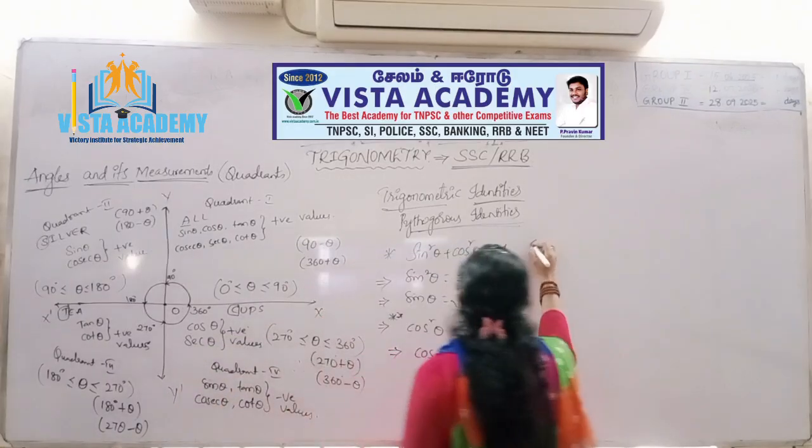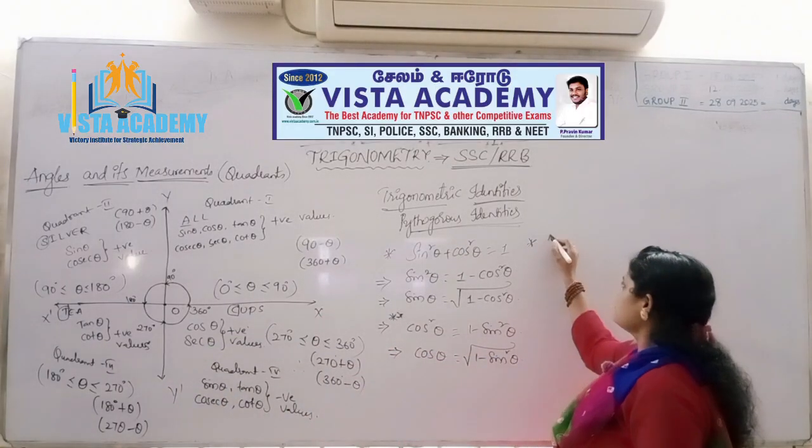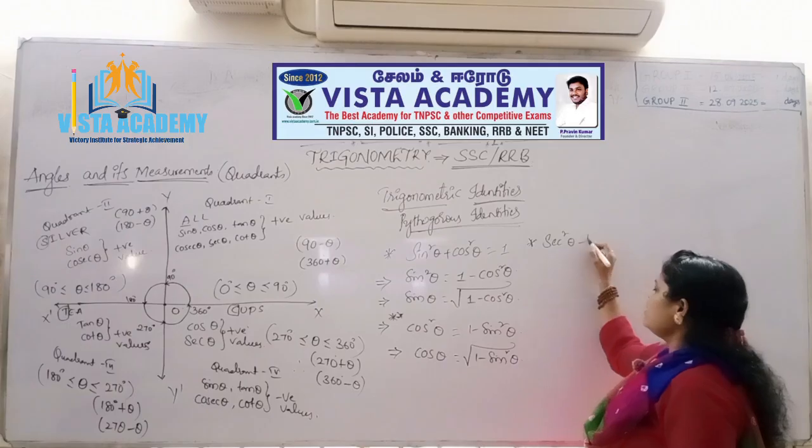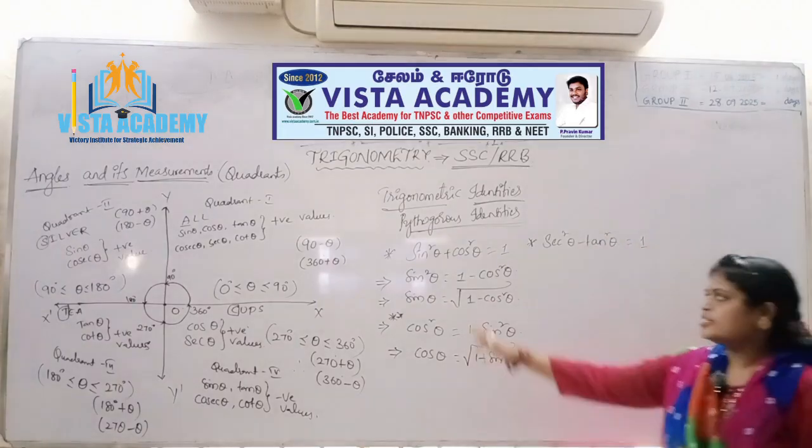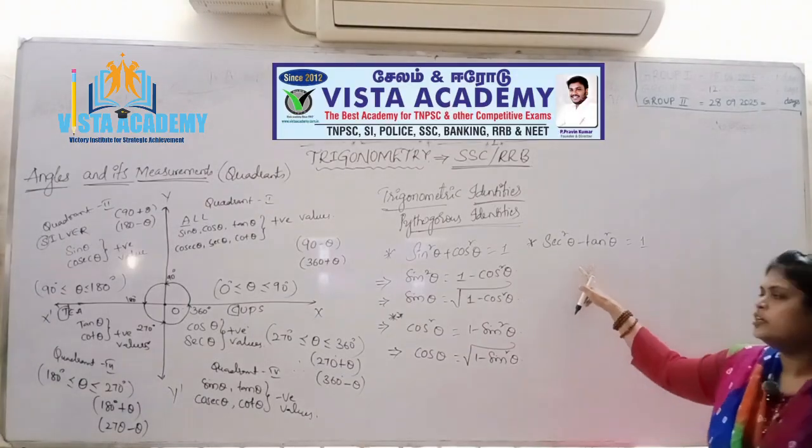The second identity formula is secant square theta minus tan square theta is equal to 1. Here it is a plus, here it is a minus. We just need to check that one.